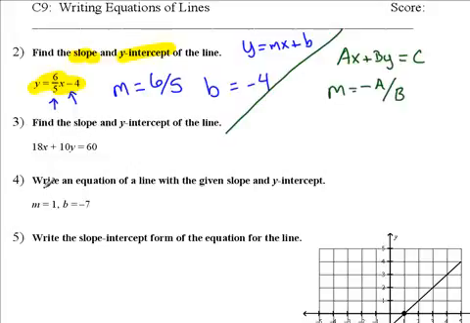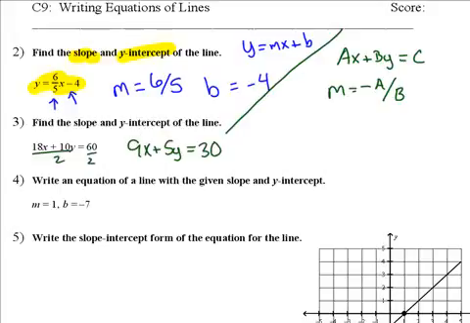I don't think 6 goes into 10. How about maybe 2? Let's divide both sides by 2 and see what we get. So we got 9x plus 5y equals what, 30? I can't knock that down any further because there's nothing that goes into 9 and into 5.